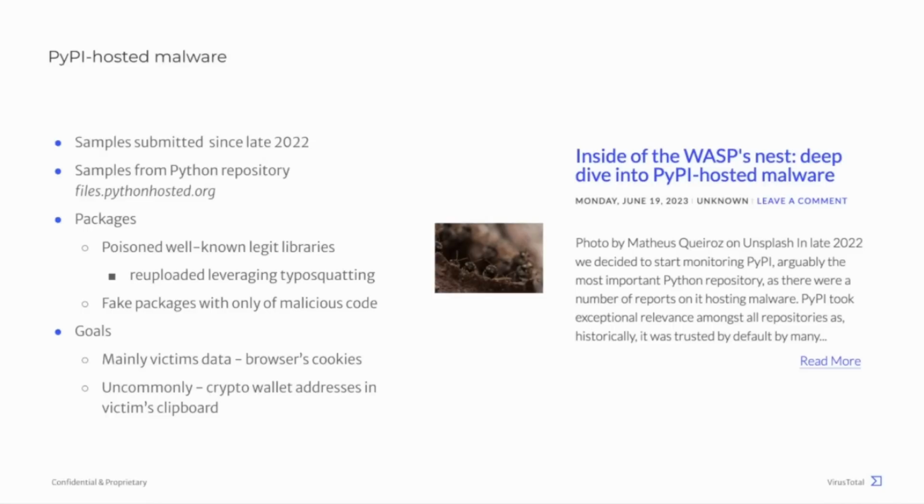The main target for these attacks appears to be the victim's environment data, with focus on browsers' cookies. Although, in some cases, malicious libraries implemented original features, like hijacking crypto wallet addresses in the victim's clipboard in this case. So now let's see how to track these new packages submitted to the Python repository.